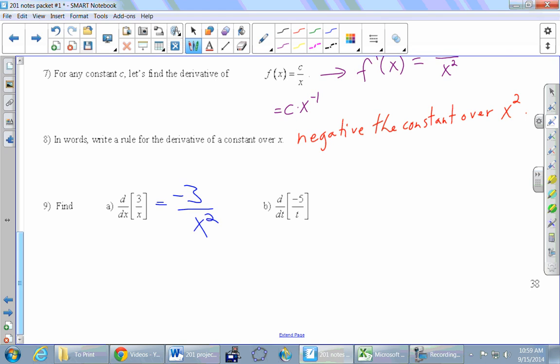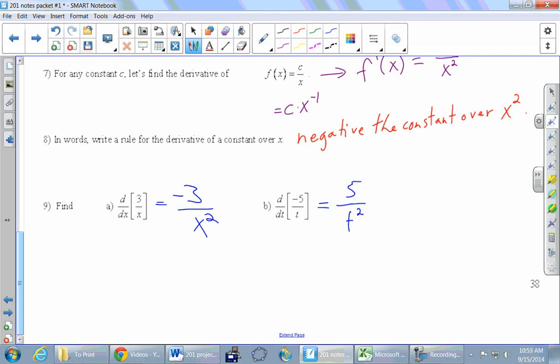The next example, slight change. It's a new variable. The variable is t. You'll also notice there's a dt on the bottom. It had been a dx the whole time. We'll talk about the notation formally in a couple of classes. But it's the same idea. A constant over x, or t, it's the same rule. So what goes upstairs? Positive 5, right? It's the negative of the constant divided by t squared.